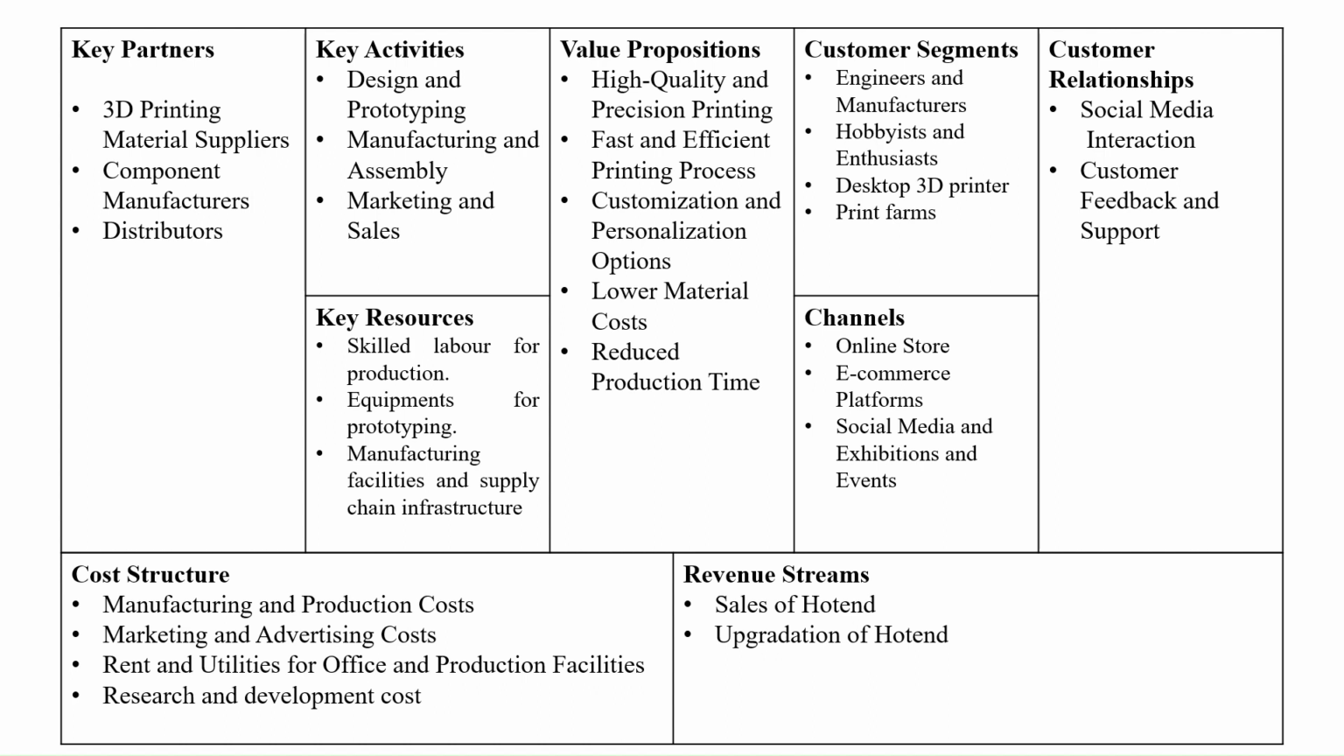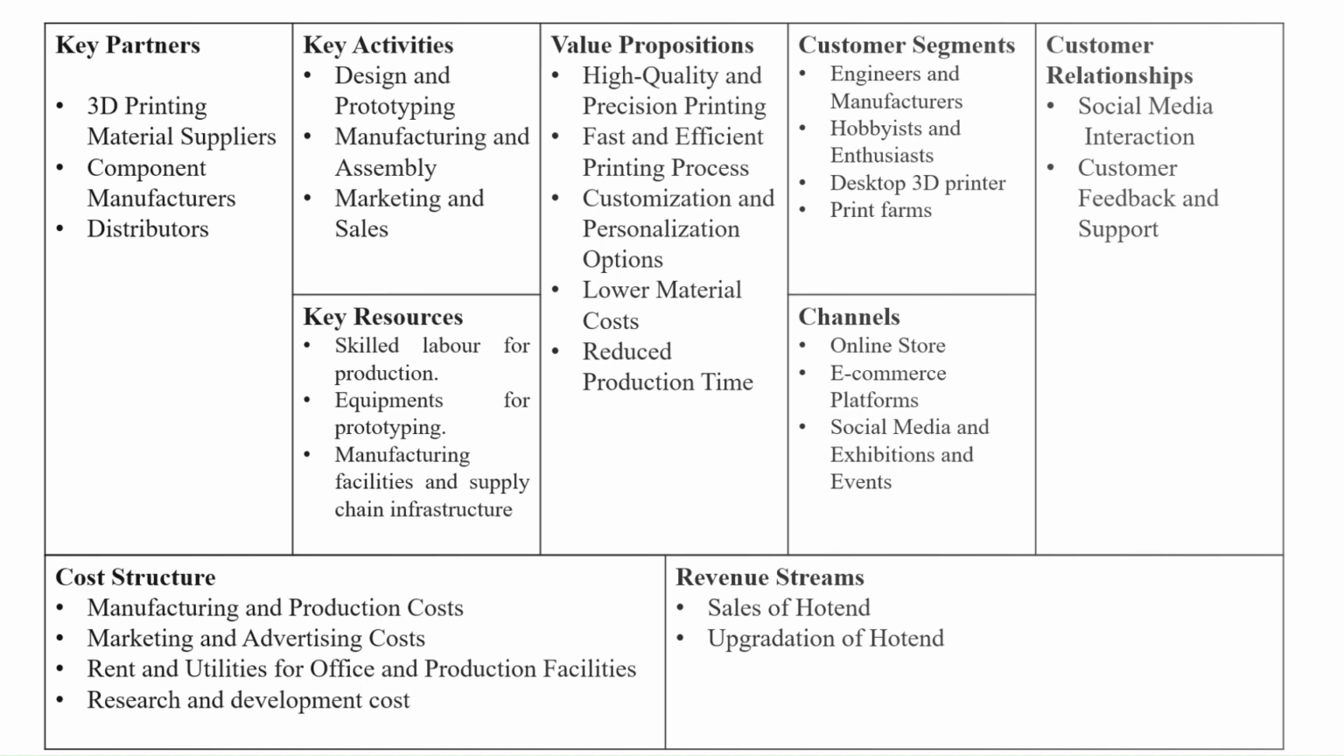Customer segments: engineers and manufacturers, hobbyists, desktop 3D printer frames. Channels: online stores, e-commerce platforms, social media and exhibition events. Customer relationship: social media interaction, customer feedback and support. Cost structure: manufacturing and production cost, marketing and advertising cost, rent and utilities for the office and production facilities, research and development cost. Revenue streams: sales of hotend, upgrades of hotend.